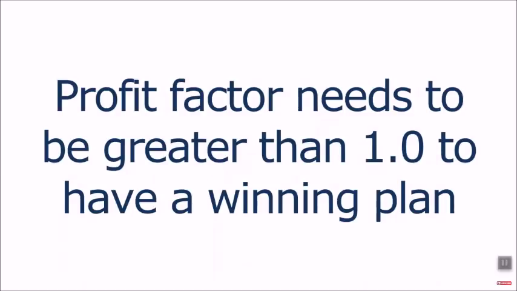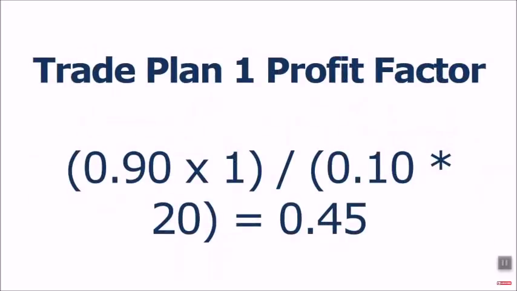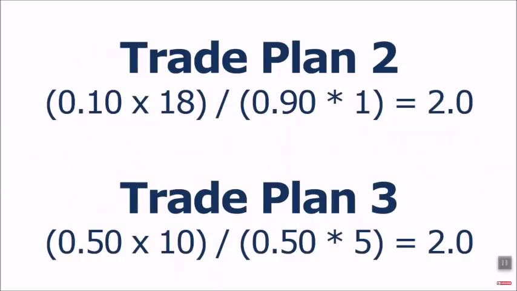The second formula shows how profit factor can be calculated using the win rate, the loss rate, the average win amount, and the average loss amount. And it's easy to see now why the first trade plan was a loser. Now here are the profit factors for the second two trade plans. Trade plan 2 profit factor is 2. Trade plan 3 is 2. Now both of these trade plans had profit factors greater than 1 and therefore are profitable. Now all else being equal, the higher the profit factor, the more profitable the trade plan.